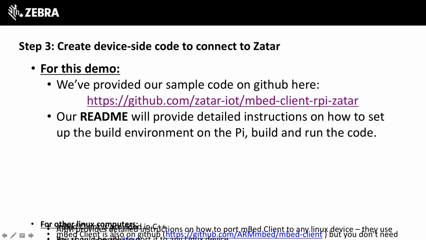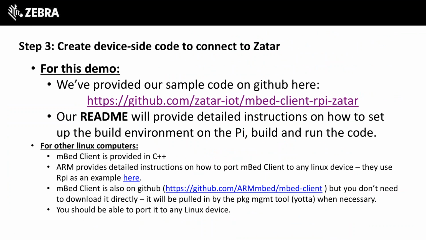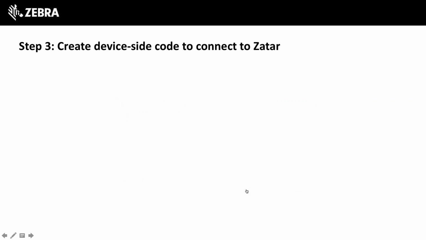Okay, that's very important. Now, if you're going to hook up maybe a different Linux computer or something else, there are articles on ARM, which I have links to embedded in the presentation. The mBed client is on a GitHub repo that you can go get to. I'm not going to go into detail because of time constraints, but there's information there that will help you if you're not going to use a Raspberry Pi.